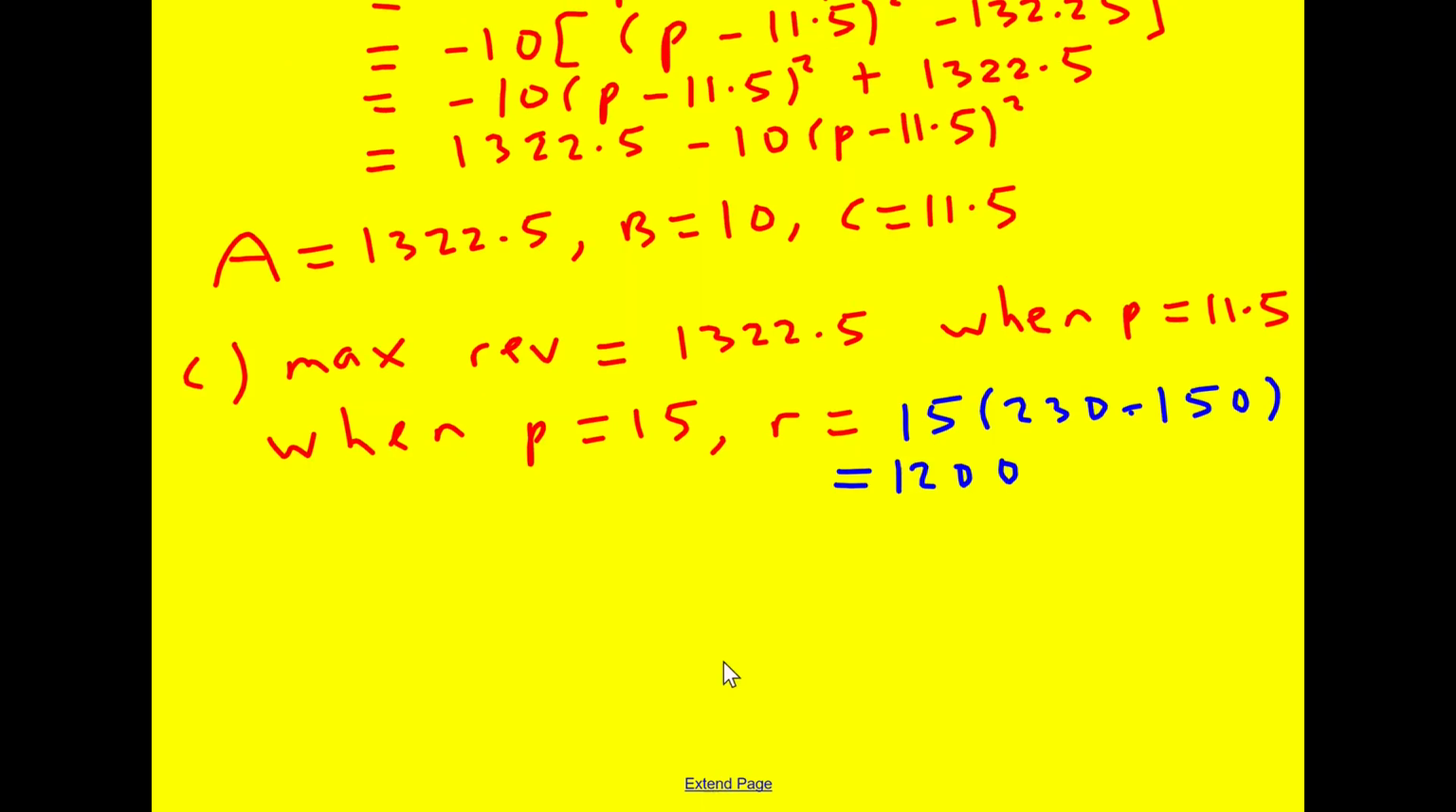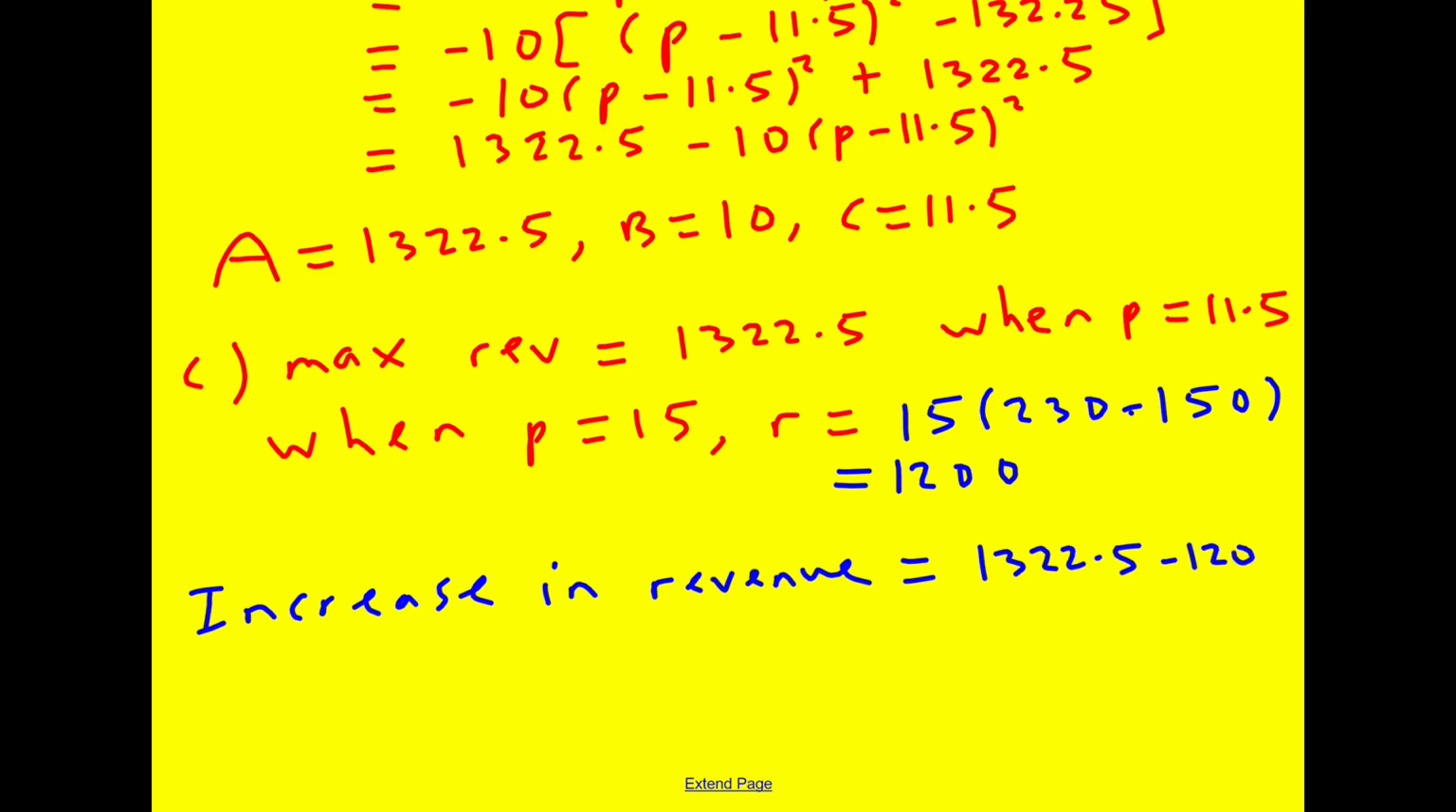And we're nearly there. I can see the answer coming out now. So increase in revenue equals 1322.5 minus 1200, which is £122.50 as required.